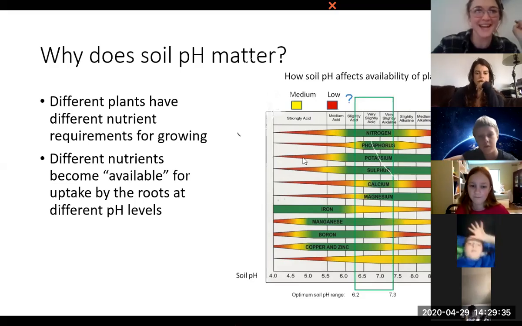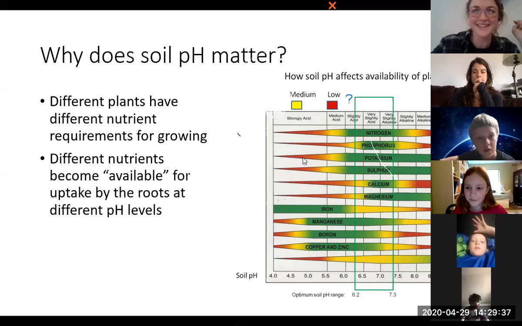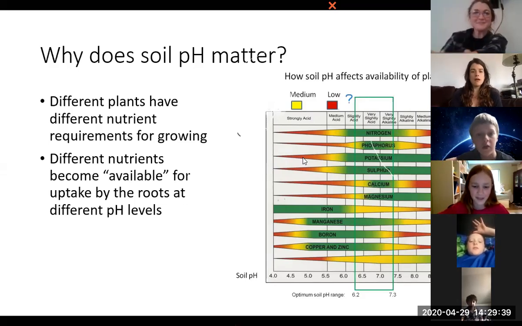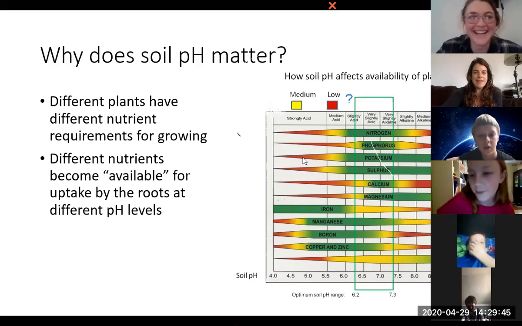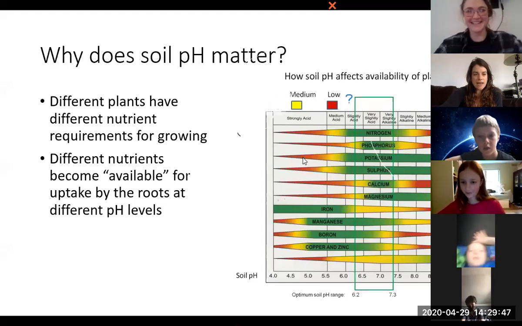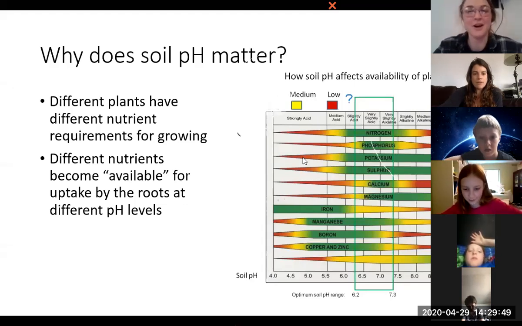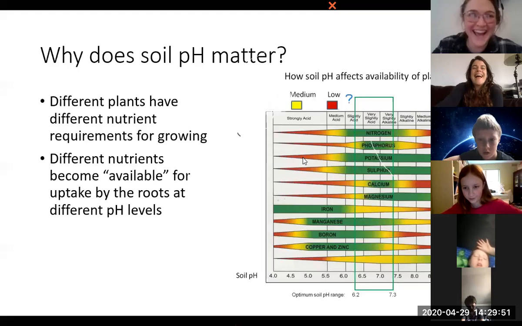Would Robin like to add anything to that? No, I'm actually learning a lot here. I think that this is a really, really great diagram. I saw this and I was like, oh, Robin's gonna love this.